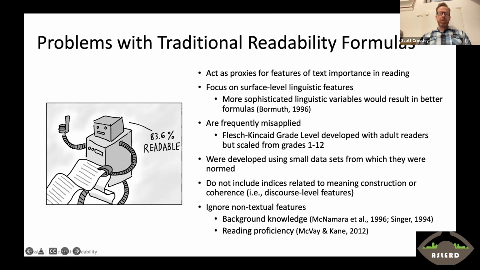They were generally developed using very small data sets. So Flesch-Kincaid grade level was developed with 18 texts. That's right, 1-8, only 18 texts. They don't include discourse features related to meaning construction or coherence. And all traditional readability formulas and newer readability formulas ignore things like background knowledge and reading proficiency. So all of us could read a text, but we might come away with a different comprehension of that text based on our expectations and our background knowledge.